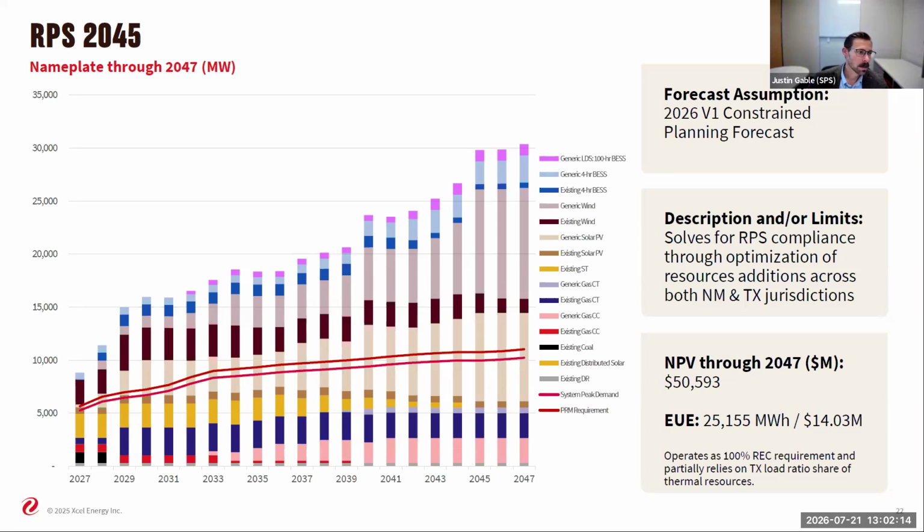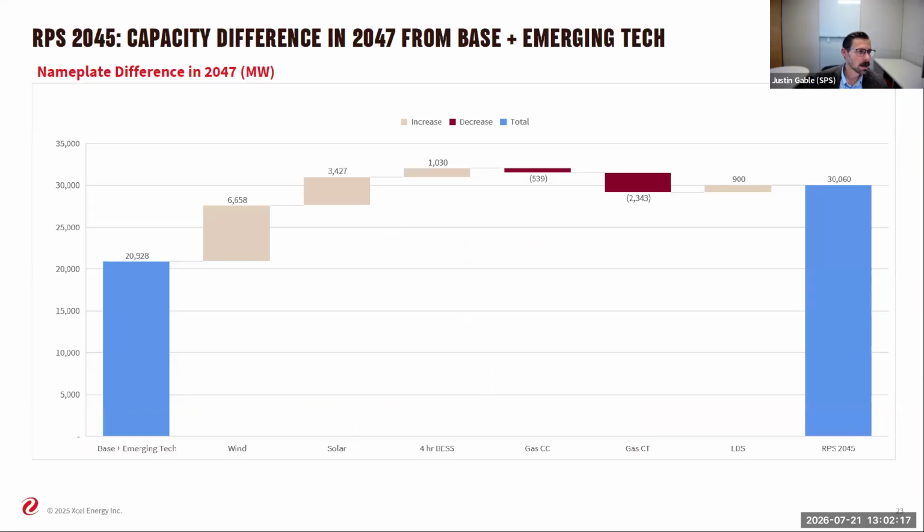Now, if we move to slide 23, you can see what the actual capacity differences are. So this is through 2047, how do the total resource additions differ between our base emerging tech scenario and this one with the added RPS constraint? So you can see a significant amount more wind, a significant amount more solar, and then you can see a reduction in gas CCs and CTs with the addition of 900 megawatts of long duration storage. Ultimately, this is a larger portfolio on the net present value, and it does remove thermal resources.